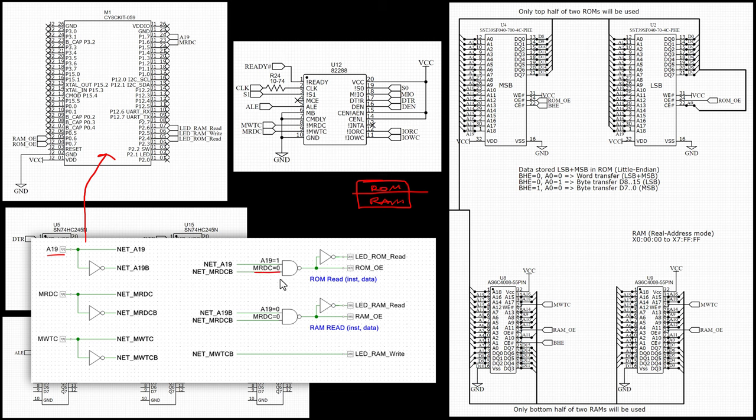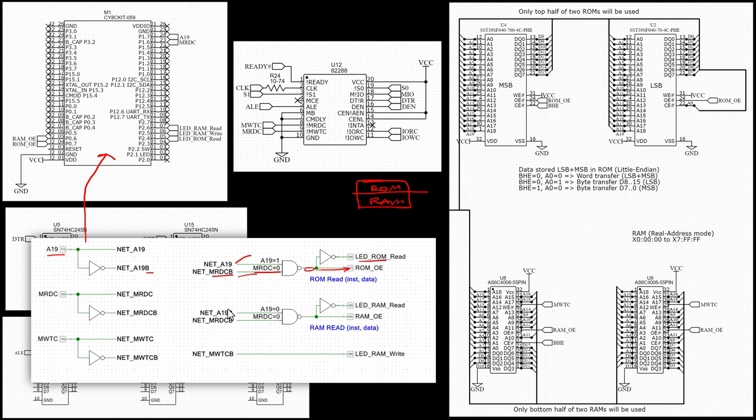If this was an active low, I know that I am doing a ROM read. And so I'm bringing in address 19, that brings in a 1. If this is low, I've inverted it. This is the B version, that'll be a 1. 1 and 1 NANDed is a 0. So now I've got my active low for my ROM enable. And I've got an inverted signal to run an LED.